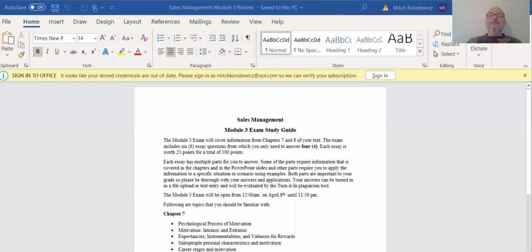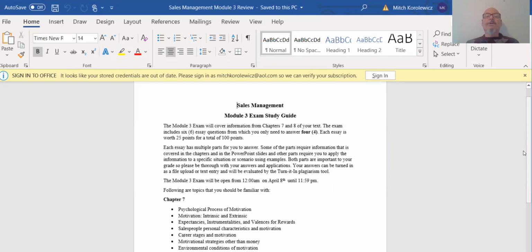Now, I've posted this on Canvas. If you go to Module 3 and go down, you'll see a link that says Module 3 exam review. Click on that link and you'll see the same document. So let me share the screen with the document and we'll go over it. So here's the deal.